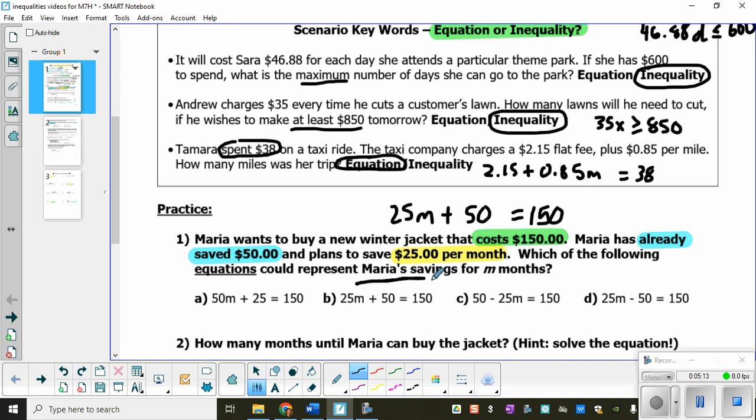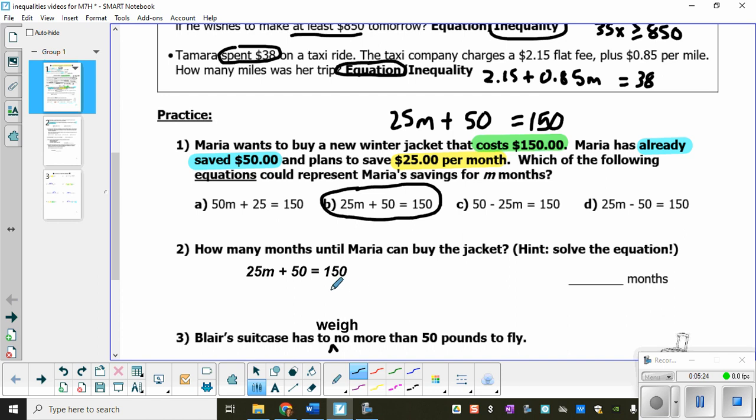And we already found it right here. This is B. $25 per month plus the 50 she's already saved to equal the 150 for the jacket. Now, if we actually solve this equation by subtracting the 50 that she's already saved, then we know that she has only $100 left over that she's got to save. And if she's saving 25 per month, we know that she's going to need to save for 4 months. And in 4 months, she'll have enough money to be able to buy the jacket.